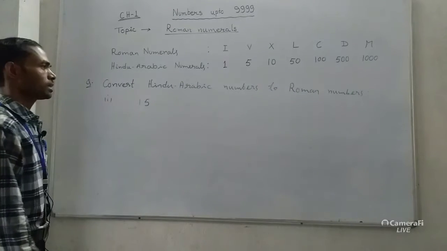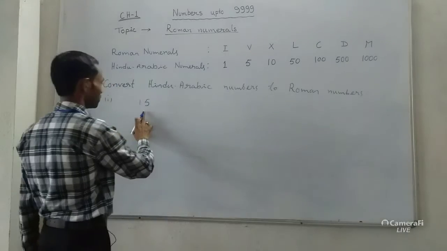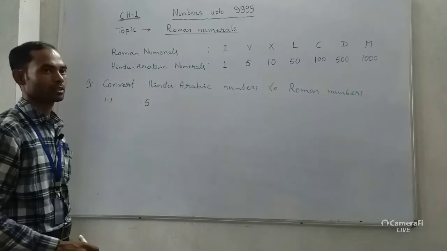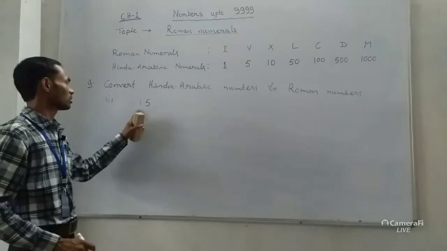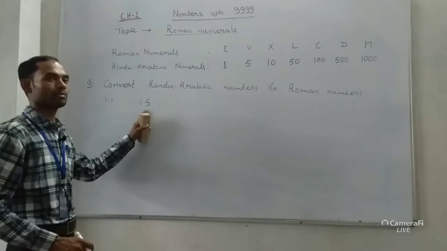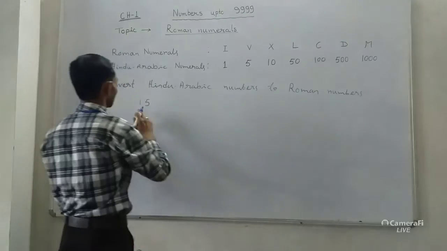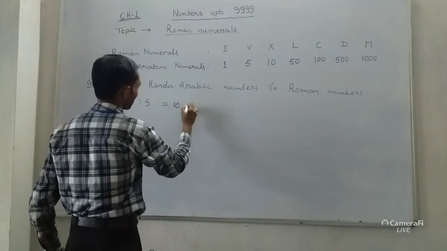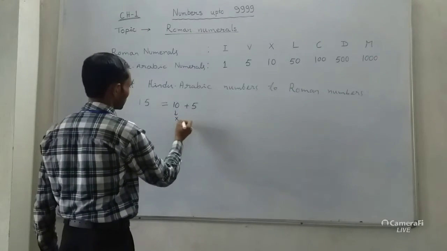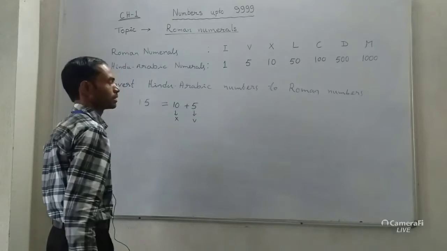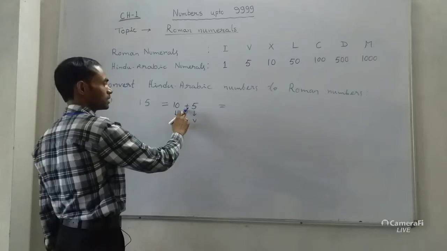So first we have to expand this number, but how can we expand? We will go to the nearest value to 15 that has a symbol. The nearest value with a symbol is 10. So 15 we will expand as 10 plus 5. Both of them have particular symbols, X and V. Now see the arrangement: after 10 there is 5, plus is there.